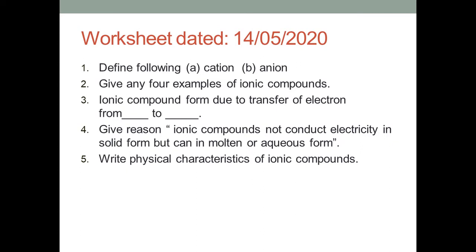If you did not get the examples of salts, then go to chapter number two, acids, bases and salts. I provided a lot of examples of salts there, like bleaching powder, baking soda, washing soda. Now question number three: ionic compounds are formed due to transfer of electrons from metal to non-metal, because metals generally have a tendency to lose electrons, while non-metals have a tendency to gain electrons.